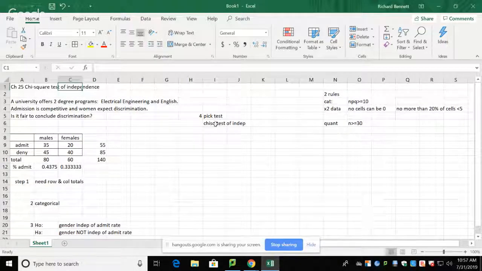So here, what I want to emphasize is that the null is always going to be independent. The alternative is always going to be not independent. But I need the variables in there, what you're saying are independent of each other. Don't just say independent and not independent, okay? Does that make sense? Okay? All right, pick the test, the chi-square test of independence.